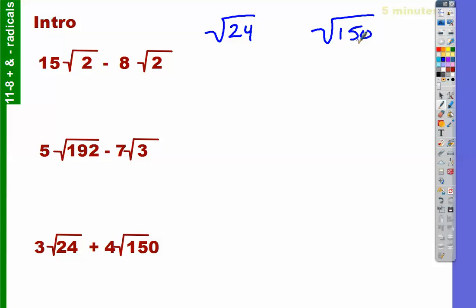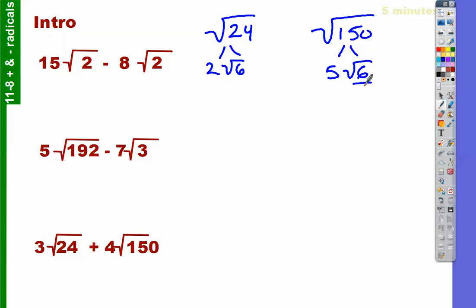All right, Audrey, are you ready? Any takers on the square root of 24? Okay, Eli? 2 times the square root of 6. Because square root of 4 times the square root of 6 is square root of 24. So that works out. What about 150, Sarah? 5 root 6.